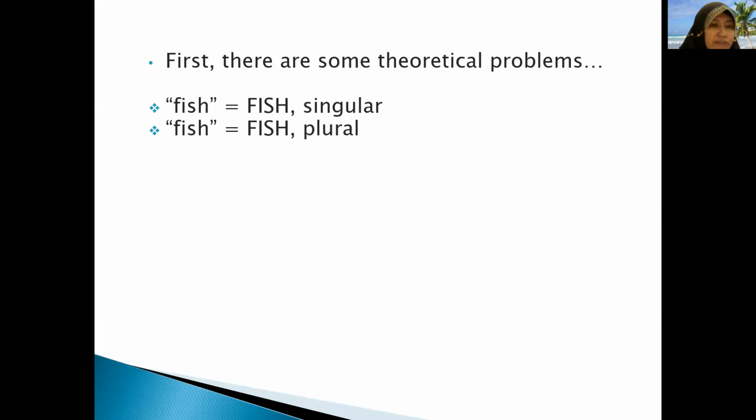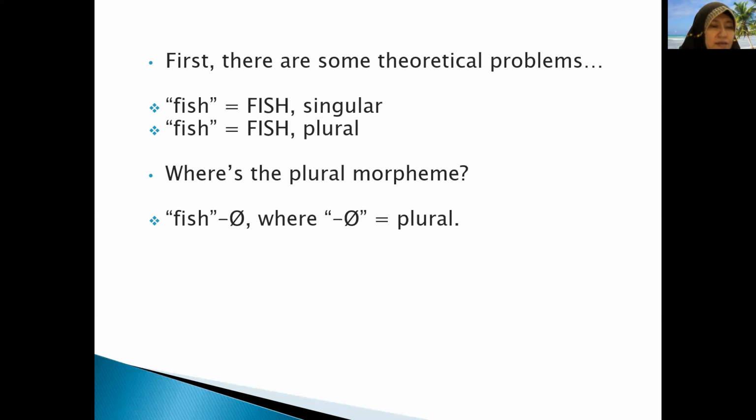For example, fish. Fish is singular, and then fish becomes a plural. So where is the plural morpheme? Fish without meaning, where without meaning is plural. How do we know it is a suffix?